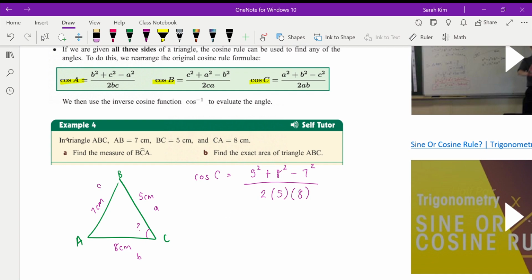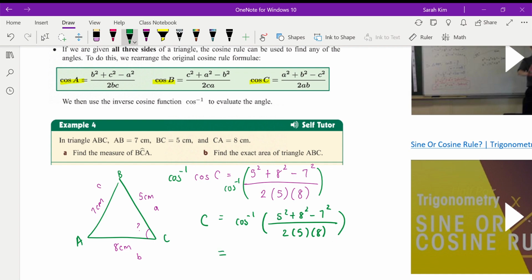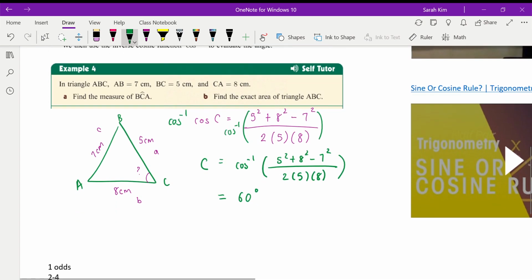Before I chuck that in the calculator, I might just inverse cos it, just because I don't like using the calculator much if I don't need to. Always the exact version is better than decimal answers in the calculator. So this is what I'm going to chuck in my calculator. Make sure you put in the fraction lines. Alright, so I get 60 degrees. So there we go, that's my answer, 60 degrees.